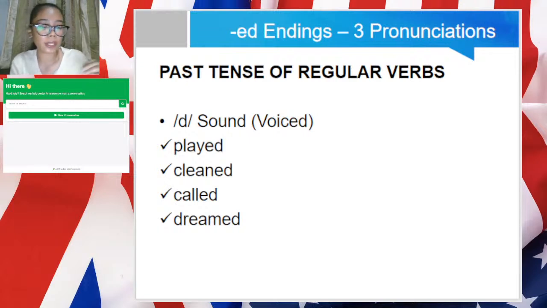So voice plus voiced sounds, because again, it is much smoother that way.